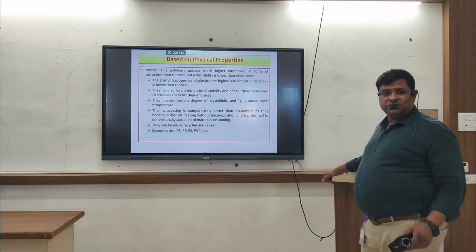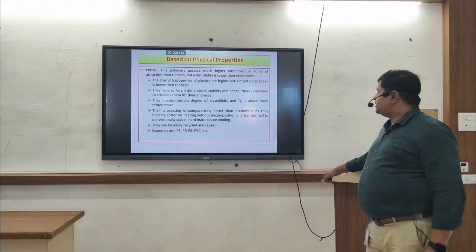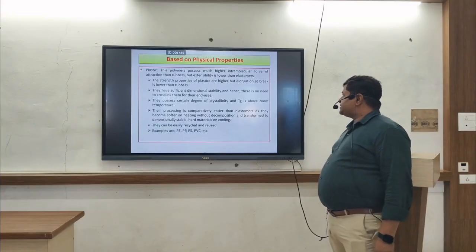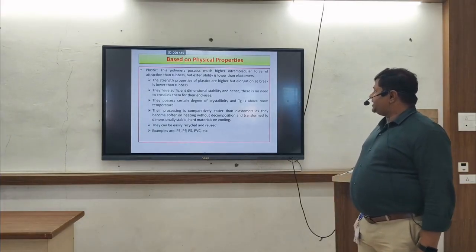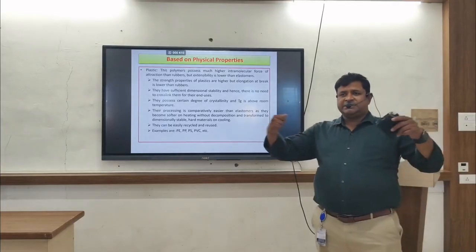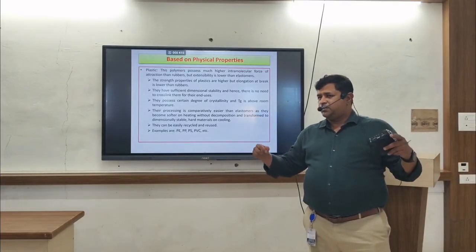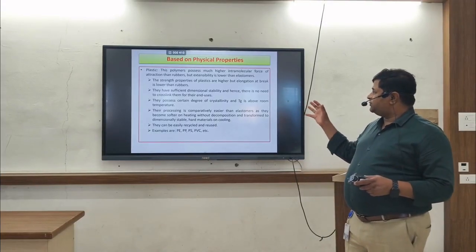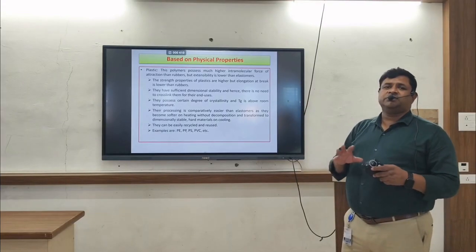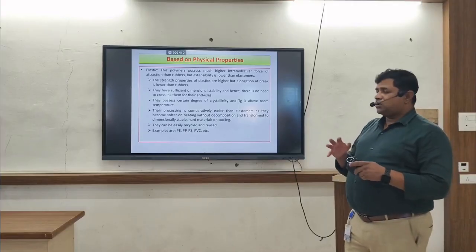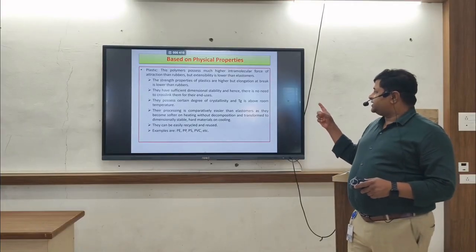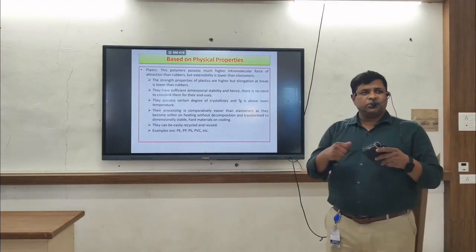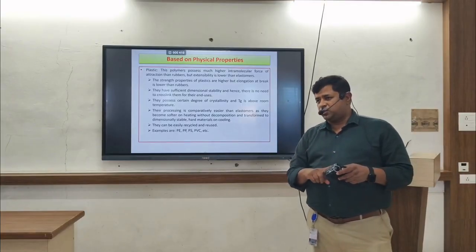These polymers possess much higher intermolecular forces of attraction than rubber, but extensibility is lower than elastomers. That means elasticity will be lower than the elastomers or rubbers, but if you compare the strength of rubber and plastics, plastics are stronger than rubber because of the intermolecular force of attraction between the molecules. Those forces are strong enough, that's why their strength is also more. Strength properties of plastics are higher, but elongation at break is lower than the rubber. That means elongation is less, but at the same time strength is more.